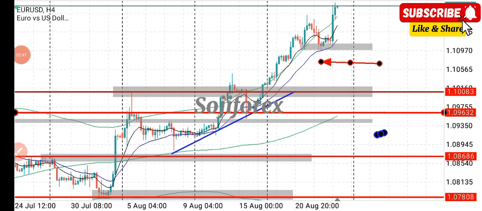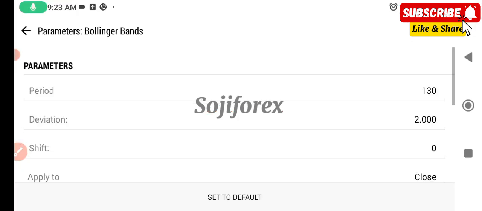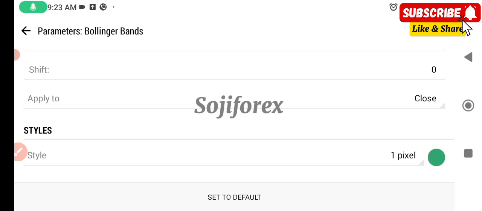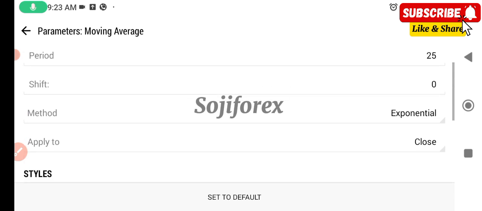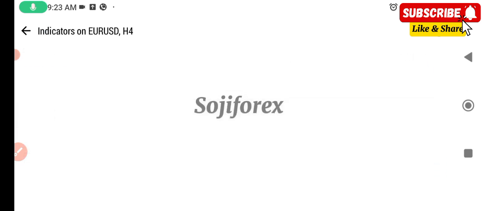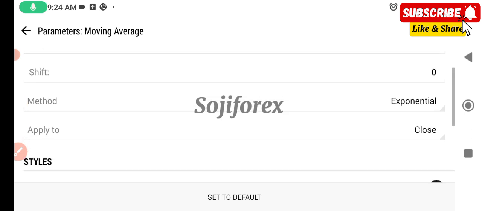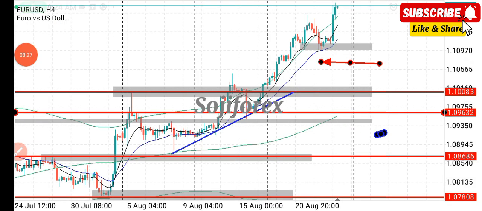So having said that, let me run you through briefly the setup of the indicators. First we have our Bollinger Band. The period is 130, deviation is 2.0, shift is 0, apply to close, 1 pixel, and the color is green. Then we have our moving average. The period is 25, shift is 0, exponential, apply to close. And after that we have our second moving average, with the period 10, shift 0, method exponential, apply to close, 1 pixel, and the color is black. So those are just the moving averages we'll be using for this particular strategy.